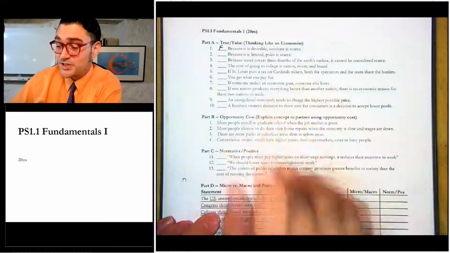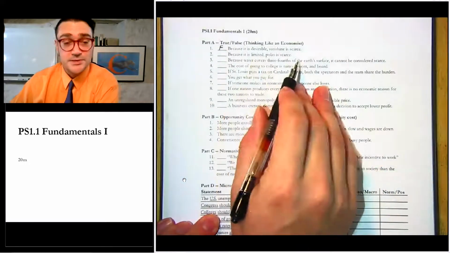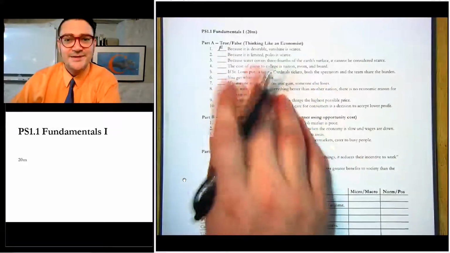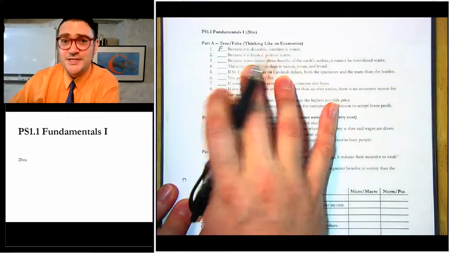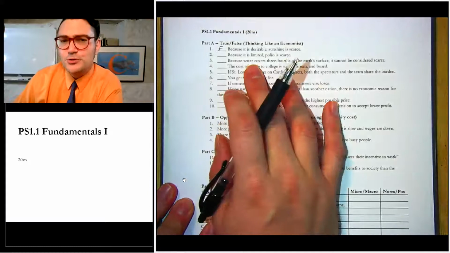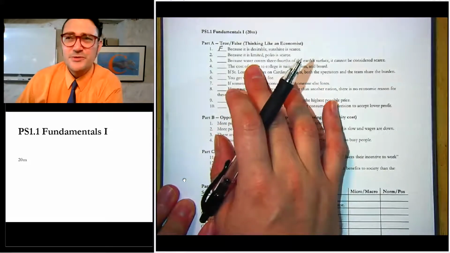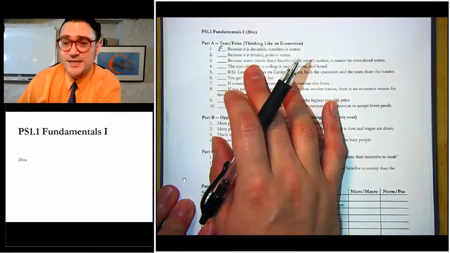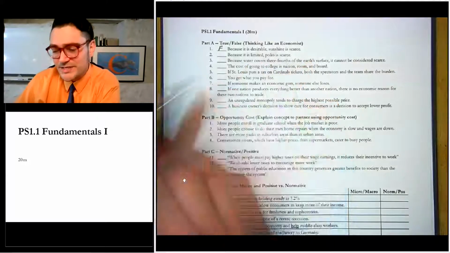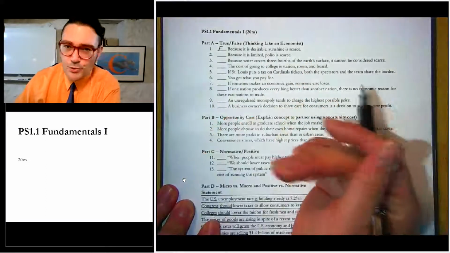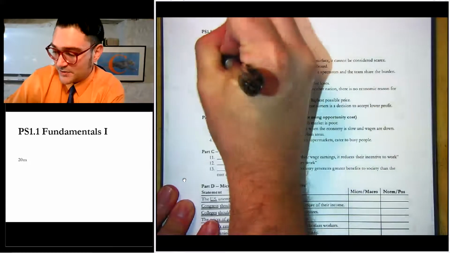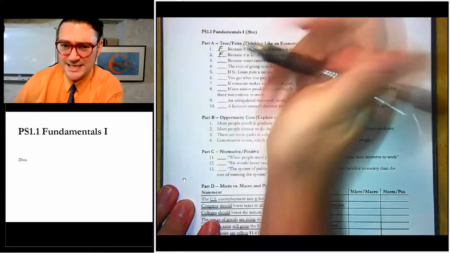And then the second one says because it is limited, polio is scarce. Well, that is true. Polio is limited. That doesn't really make it scarce. You actually have to have a conceivable human want for something, and in most realistic terms, it's not, right? Now, if you were a researcher and you wanted to really nitpick this to death, but in general, polio is not desirable. So we would say false. Polio is a disease, not good.